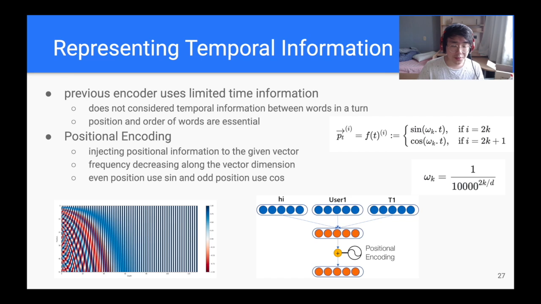So to include such information, we are applying a technique called positional encoding to the embedding output of the encoder, as you can see in the bottom right figure. This method injects positional information into each of the vectors. The frequency depends on the vector's dimension, and it uses sine and cosine on even and odd positions respectively. This technique allows our encoded vector representation to have unique temporal information within its values.